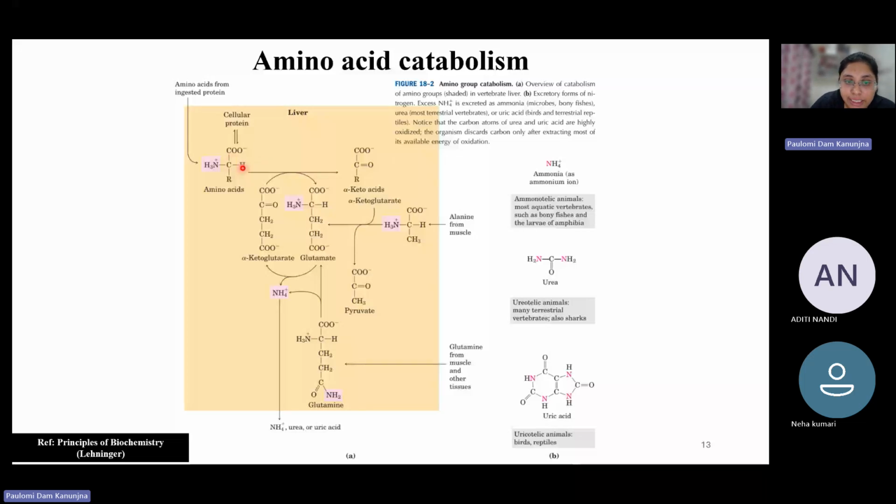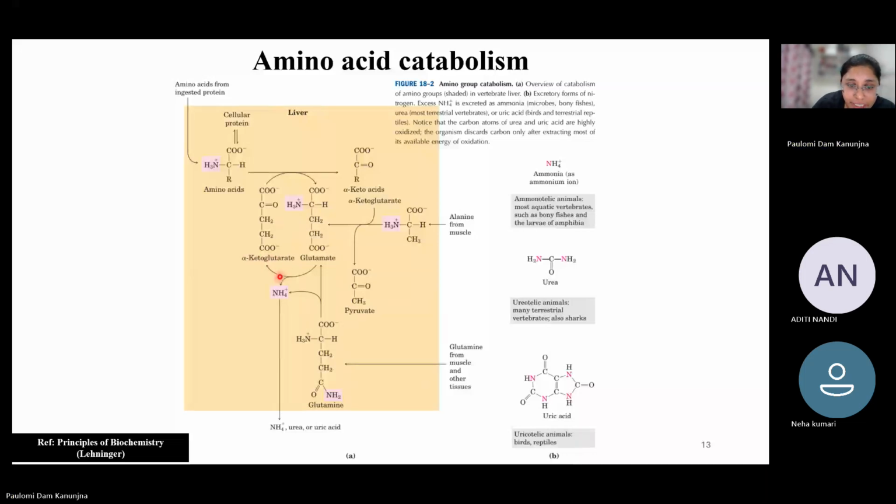This is COO, this is CH, this is R, this is NH3. When it loses the ammonium, it occupies this conformation where it has a keto group here. That's why it's called alpha keto acid. If you want to look into it in more detail, it looks like this. So what happens? Who takes the ammonium there?